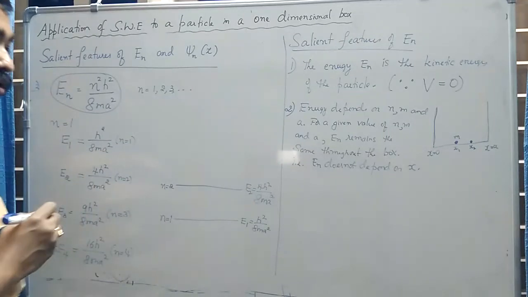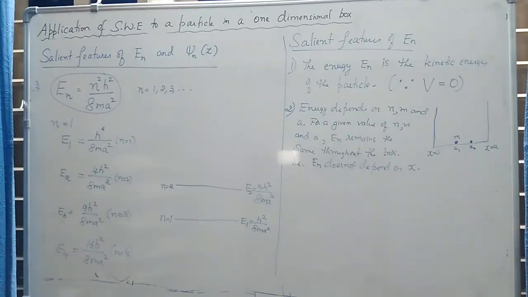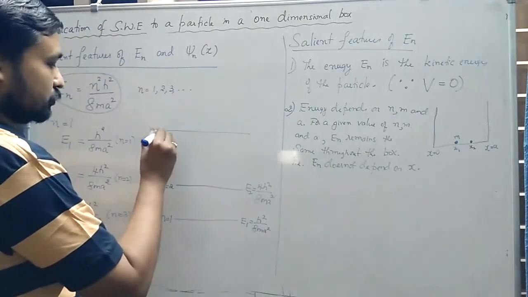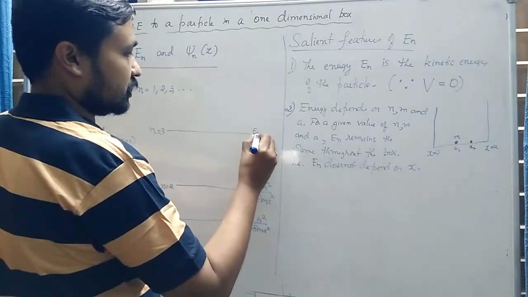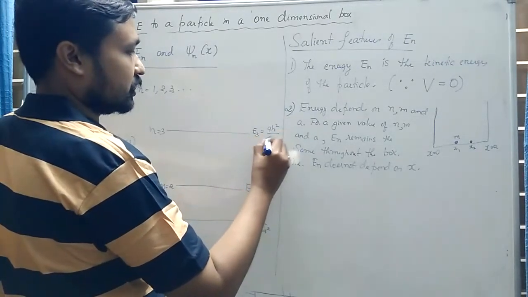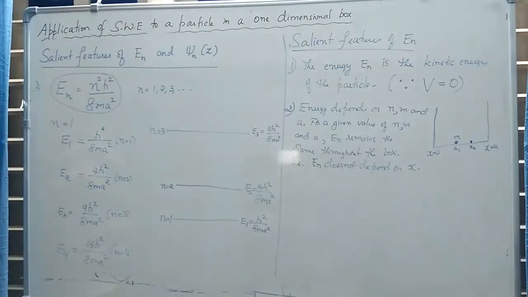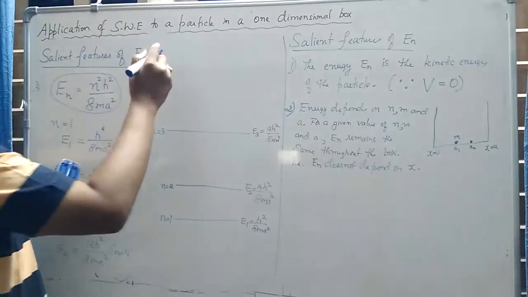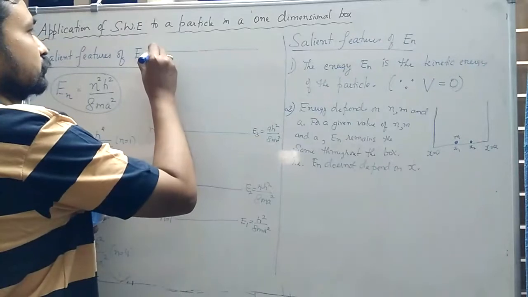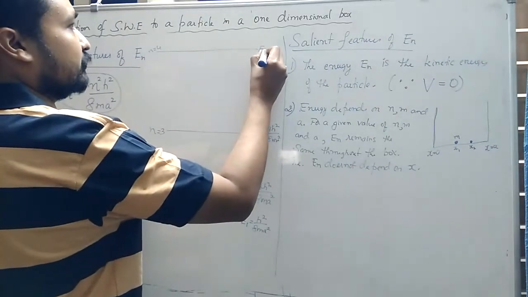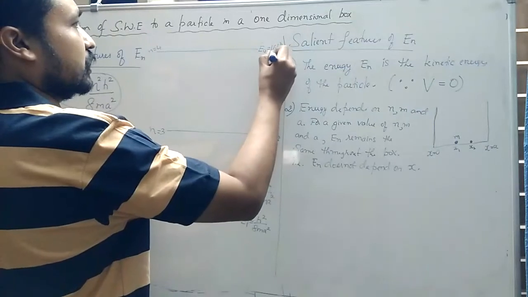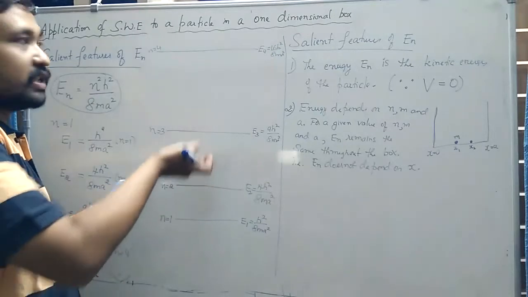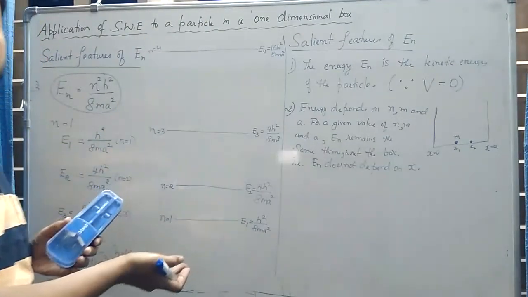What is the next allowed energy level or the state? It corresponds to n is equal to 3, and it has energy E3, that is 9h square divided by 8ma square. Okay, somewhere here n is equal to 3, E3 is equal to 9h square divided by 8ma square. Similarly, I will draw one more level, corresponding to n is equal to 4. The next possible level is n is equal to 4, having energy E4, which is 16h square divided by 8ma square.